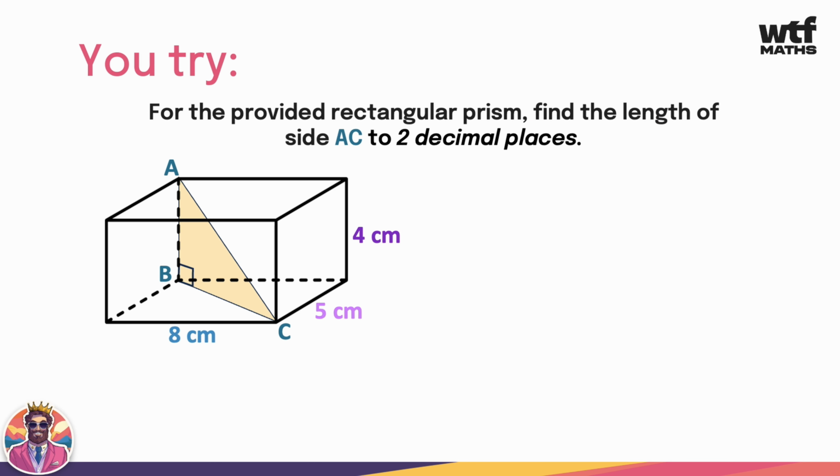Alrighty, here's a question for you to give a go. For the provided rectangular prism, find the length of side AC to 2 decimal places. So you've been given a rectangular prism, you've been given 3 different sides of the prism, and your job is to follow very similar steps to the last example to try and find missing side AC. Good luck.